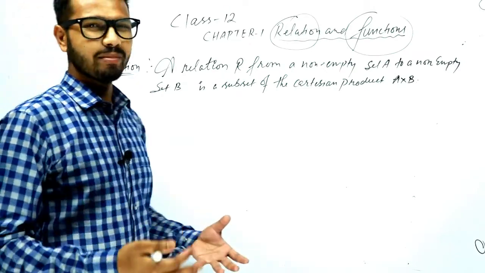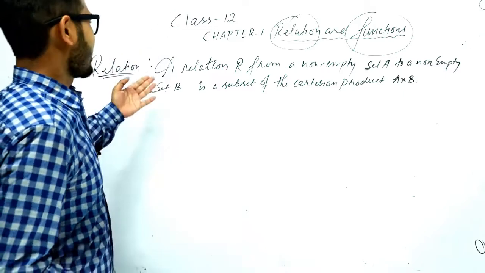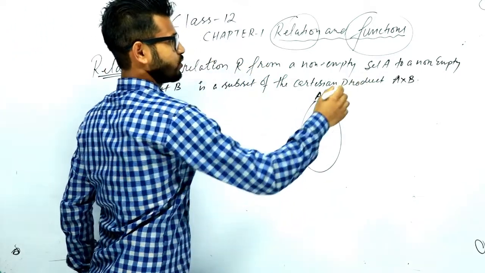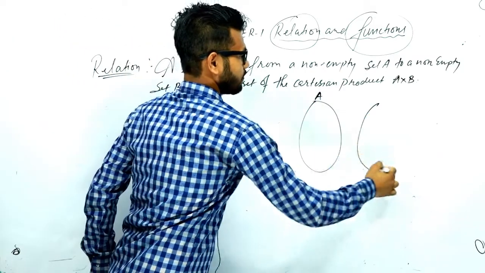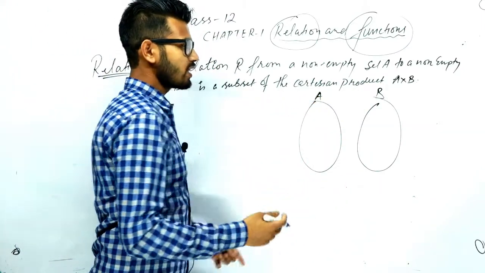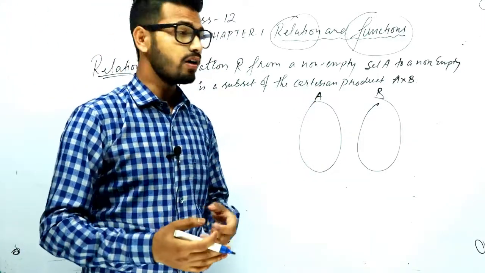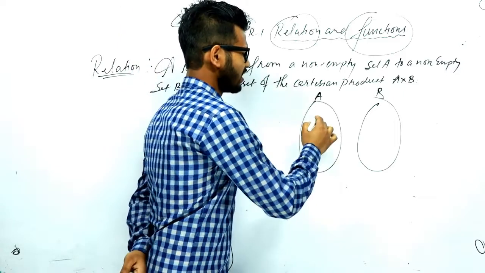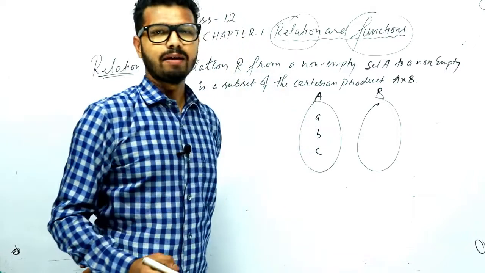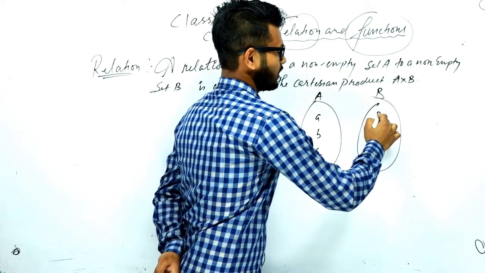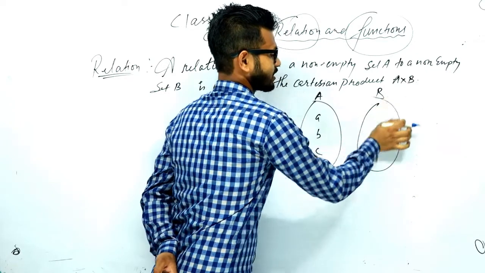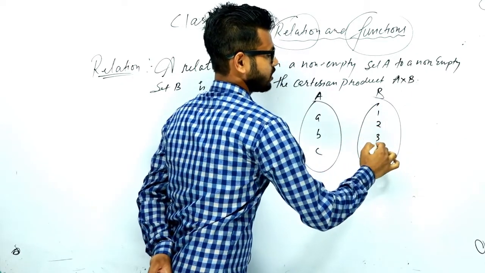What does the actual relation mean? A relation is from a non-empty set A to a non-empty set B. It is a subset of the Cartesian product A cross B, meaning the ordered pairs of A cross B. Let us consider the elements in set A as a, b, c, and the elements in B as p, q, r, s, or you can consider numerical values, let us say 1, 2, 3, 4.